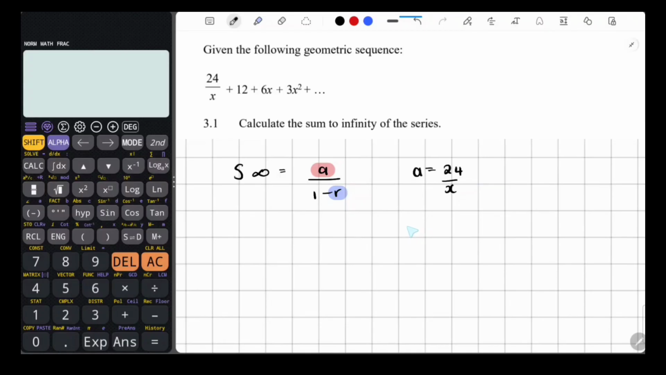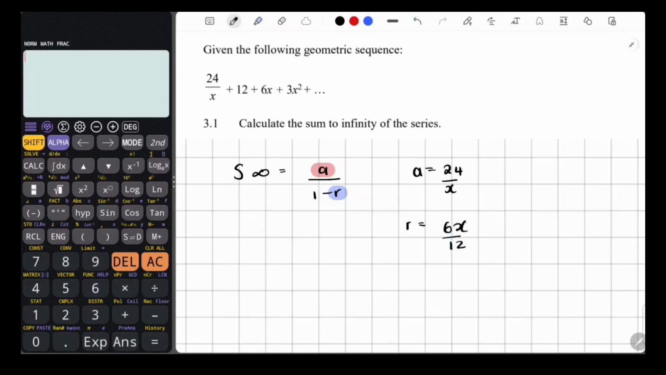And then to find r, you can basically just say the second term divided by the first term, or you could say the third term divided by the second term. And that's what I'm going to do because that looks much simpler than working with fractions like that. So I'm saying the second term, 6x divided by 12. So 6x divided by 12, and this is what we have.